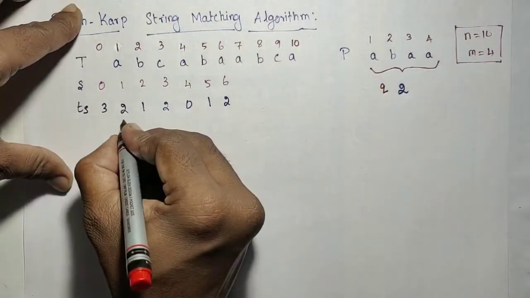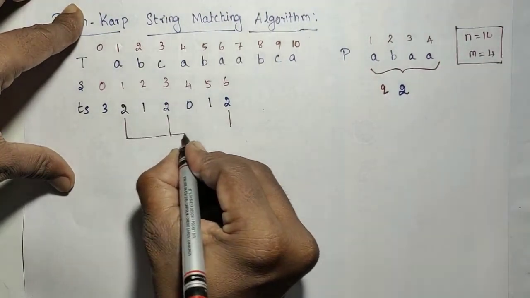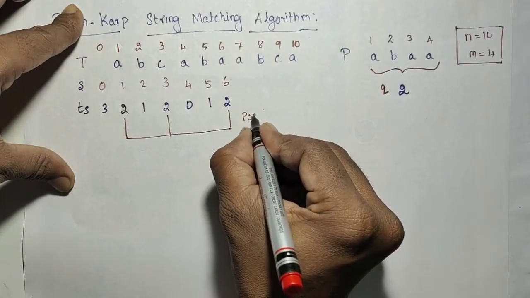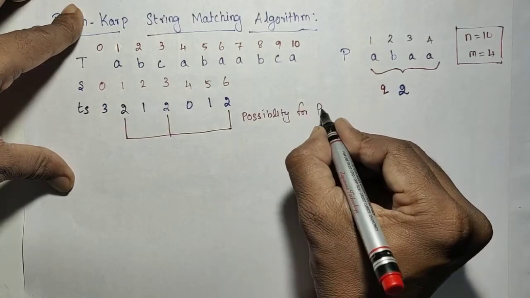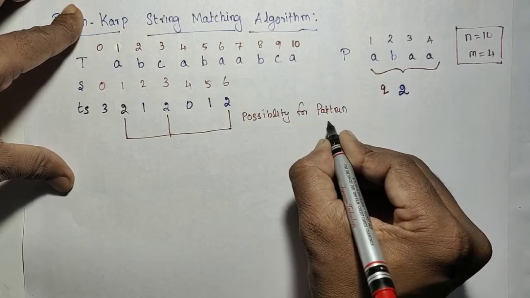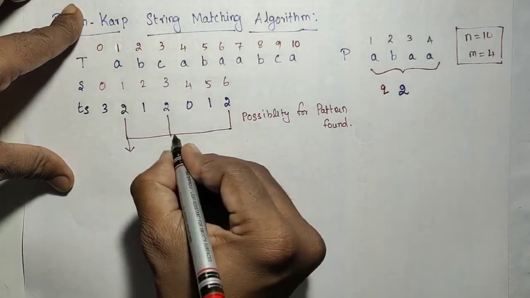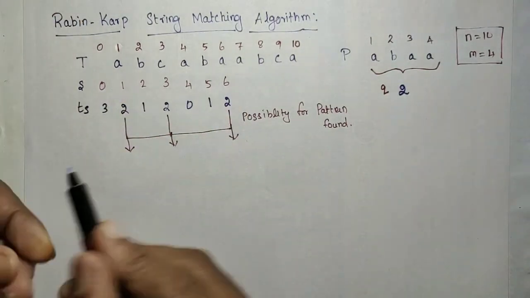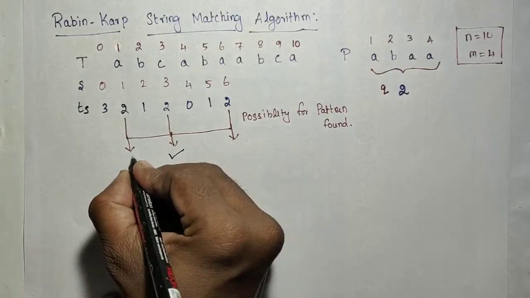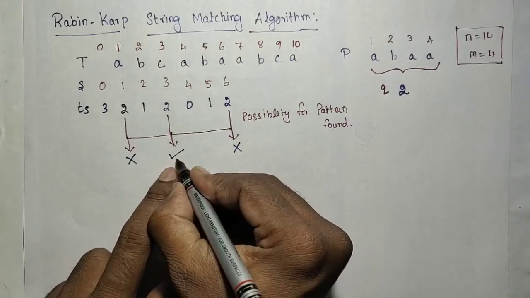Wherever the 2 occurred, it means there is a possibility that the pattern is found. So it will do that character by character comparison. By doing the character by character comparison at these steps, here only the pattern is found. For this 2, the pattern is not found. Correct. So this is a success hit.